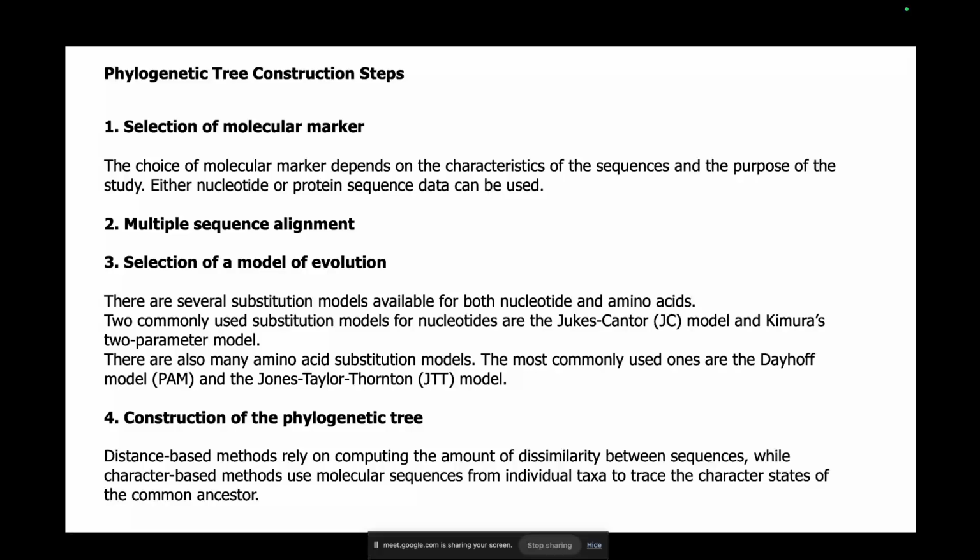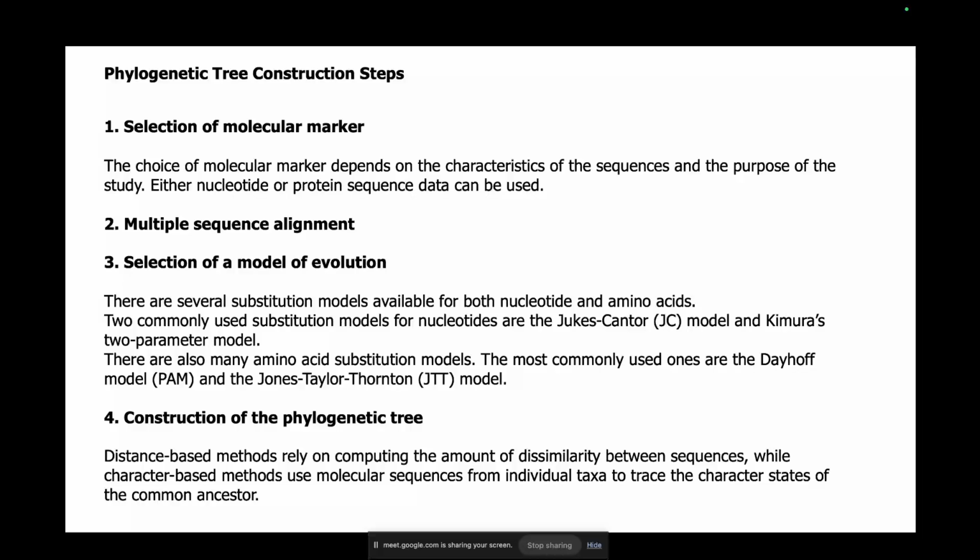Then we do multiple sequence alignment across different proteins. And then we select a model for evolution. This model for evolution is basically the scoring matrices that we use for alignment. We talked about the Jukes-Cantor model and Kimura's model. Basically, it is transition and transversion: what are the probabilities that you use? If you are using protein sequences, we mostly use PAM or BLOSUM. So these are the scoring matrices.